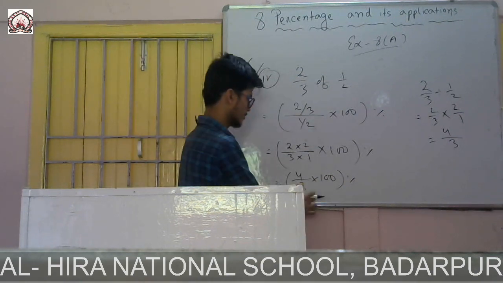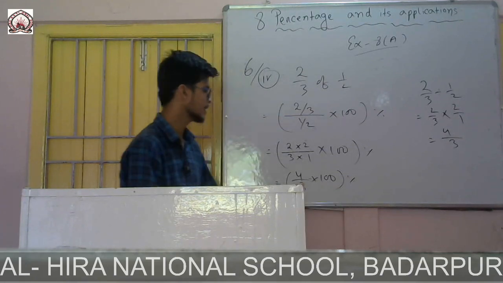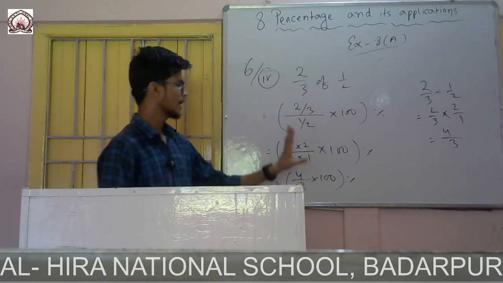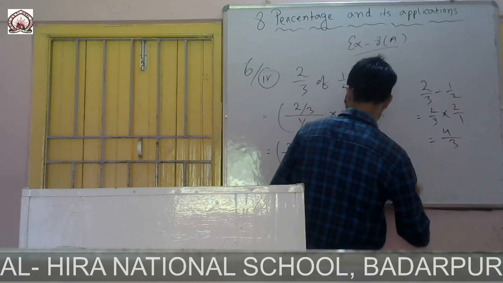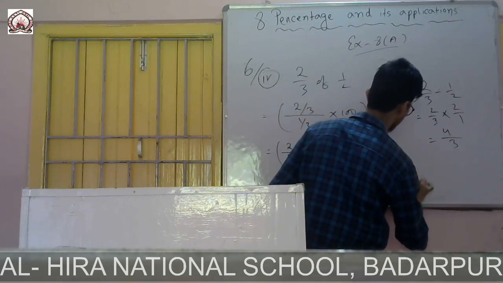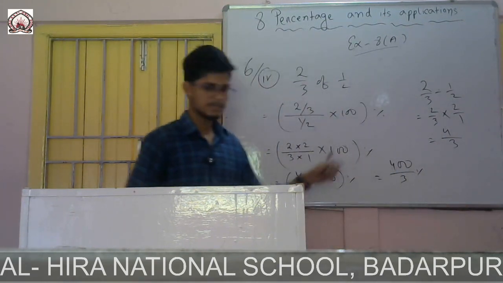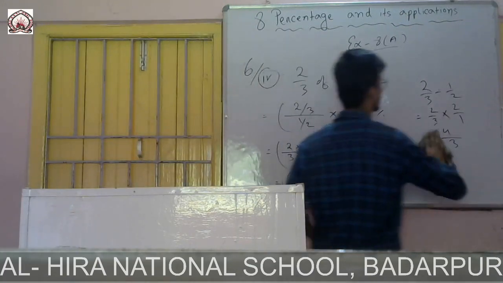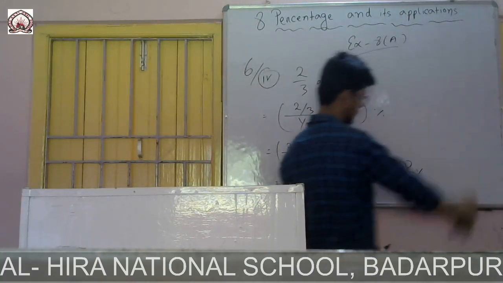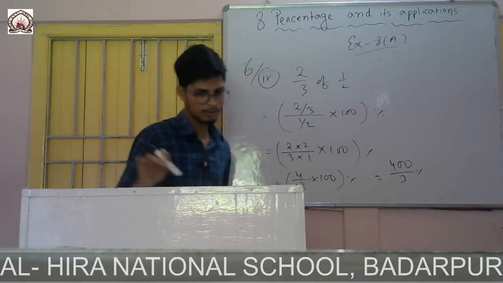So we cannot cancel this 100 with 3 nor this 4 with 3. So it will be the same. It will be equal to 4 into 100. It is 400 by 3%. So this is an improper fraction. So we have to convert it into a mixed fraction. We have to convert this one into a mixed fraction.